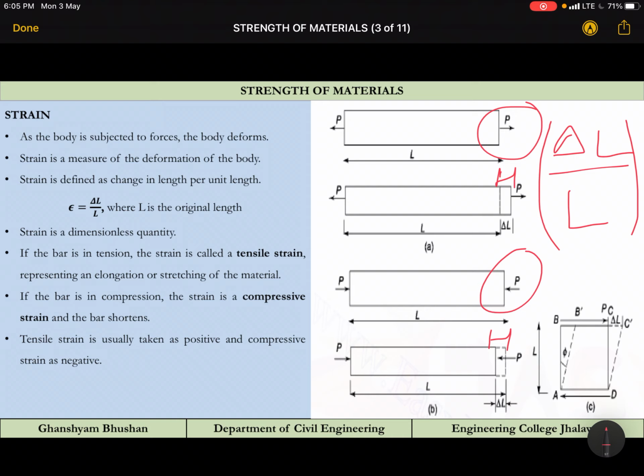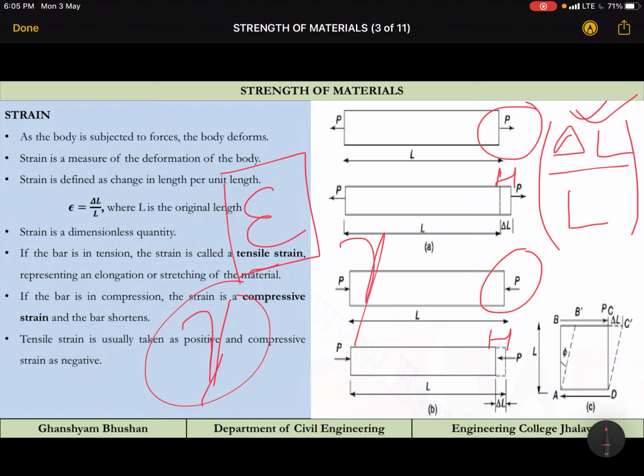Why are we going to measure it? Because it is a measure of deformation. It will help us to establish the relationship between stress and strain. The symbol for normal strain is epsilon, and for shear strain it is gamma.